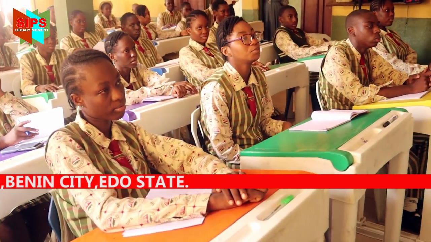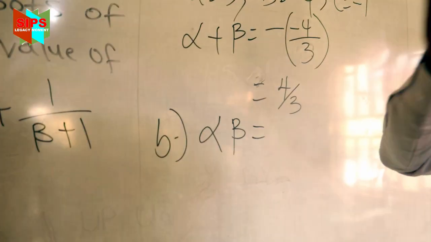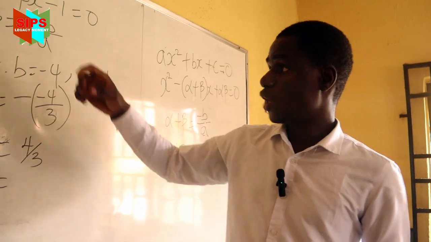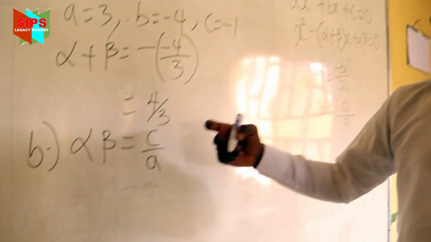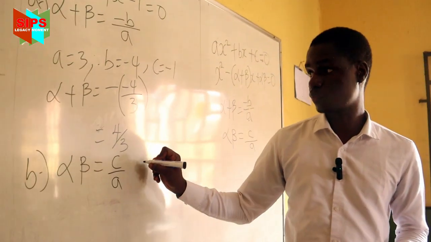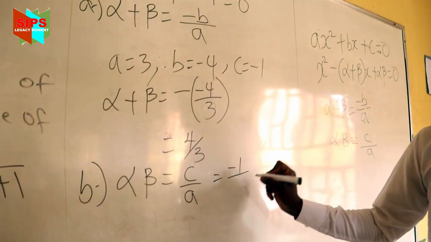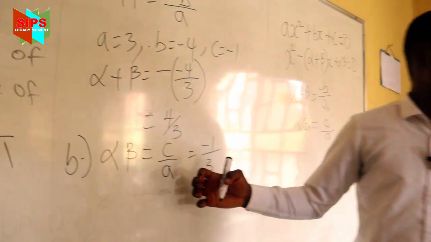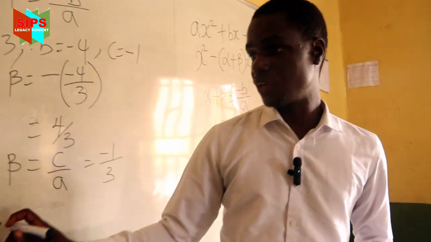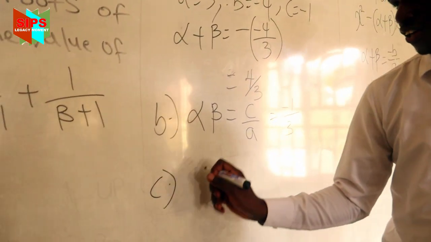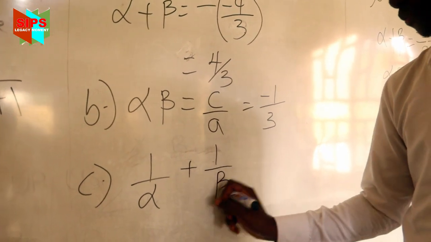So our next question is alpha beta. Back to this, we know alpha beta is the product of the equation, and our product is c over a. So what is c from our question? Minus 1. Minus 1 over what is a? 3. So these are simple as it gets. Minus 1 over 3.